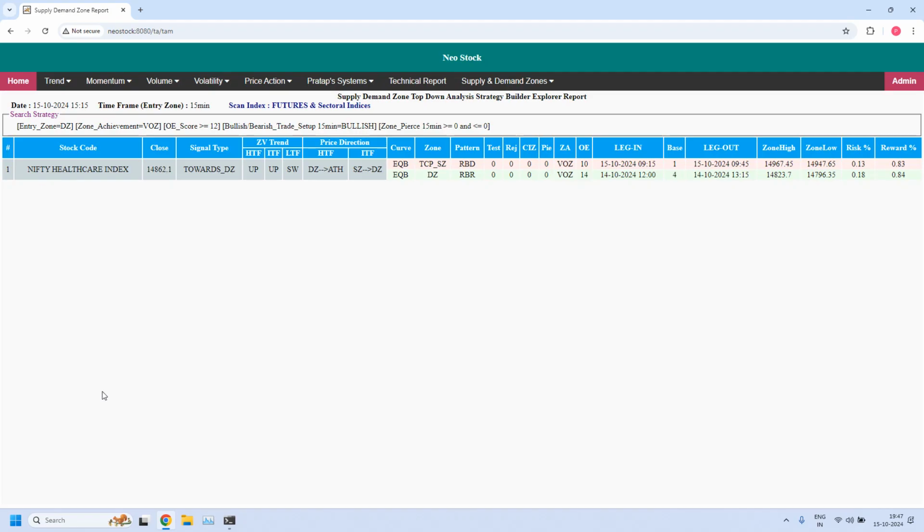Only one stock is filtered. That means only one stock is supporting the bullish trade setup for daily income trade, that is entry time frame 15 minutes. But this is an indices not listed in F&O, so I am not adding any additional filters to focus on this stock.